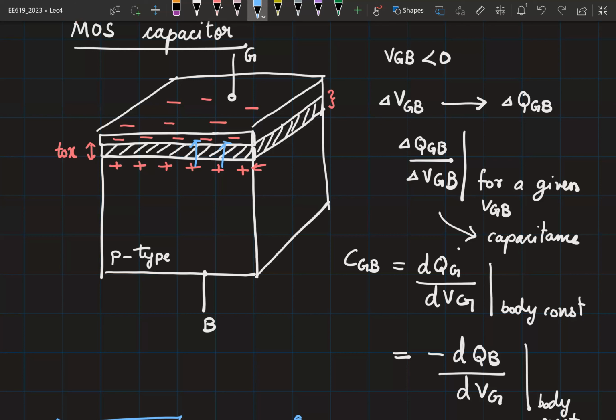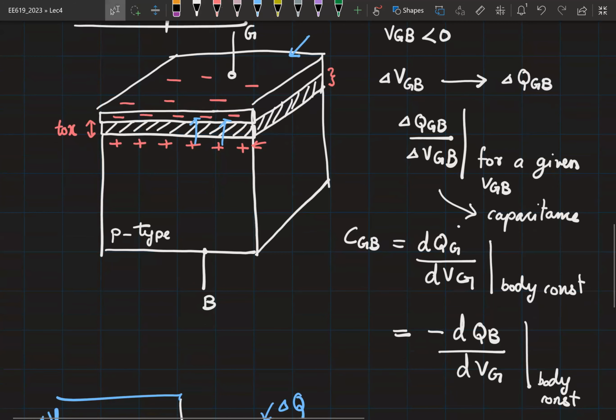Now, if I make a small change in the supply VGB applied to this, you will have a corresponding delta Q appearing at the top and the bottom, with, of course, opposite signs, right? So based on this information, can you tell me how I can define a capacitance now? What should be the value of C? Epsilon naught. What is epsilon naught? Okay, epsilon of the oxide, right?